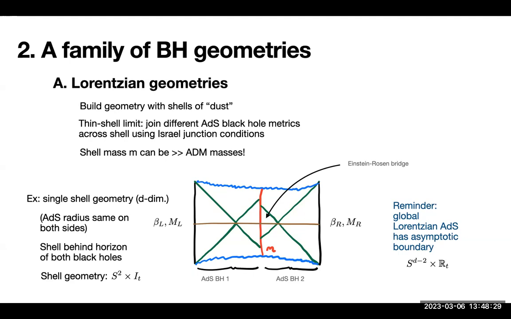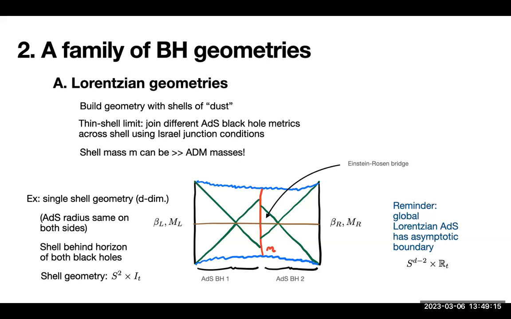And put shell masses in between. Now note that these shell masses can be much, much bigger than the ADM masses on each side. The shell mass is characterizing the local stress tensor, but the ADM mass is a global quantity. And so the details of the geometry will depend on M in such a way that this is all completely consistent with the junction conditions. So here's an example of a single shell geometry in d dimensions with the AdS radius the same on both sides. I have some shell of dust behind the horizon of both black holes, and I glue them together in some particular way. So this is the exterior of one black hole, this would be the interior and the other exterior, but then you glue it on to this other black hole here. So these two exteriors sit in the middle, and then I have these past and future singularities like so.